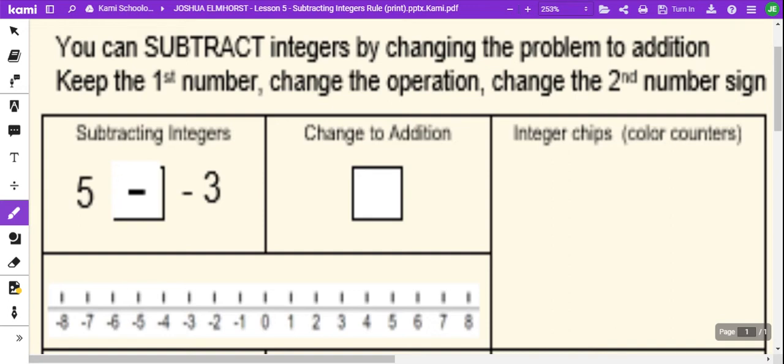Hey, this is Mr. Elmhorst with a sixth grade math lesson. We're going to be looking at subtracting integers, and this should be lesson 5 in our notebooks.